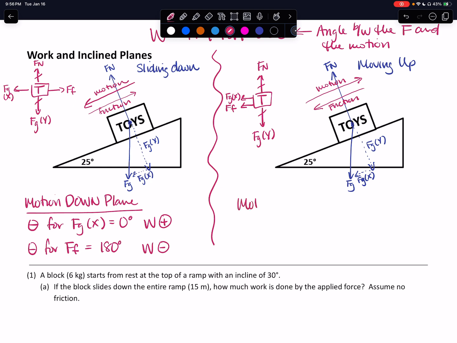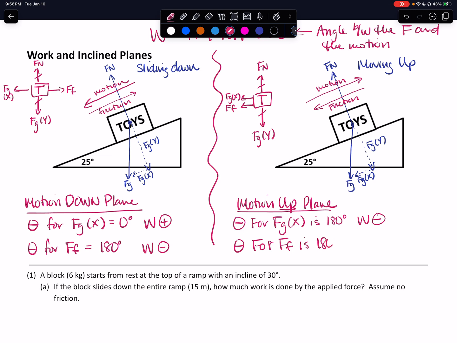All right, so when we have motion up the plane, the theta for our x component this time is 180 degrees. So that means that we're going to get a cosine value of -1, so our work value is going to be negative. All right, our theta value for our frictional piece also will be 180 degrees, which means again we'll get a negative work value.